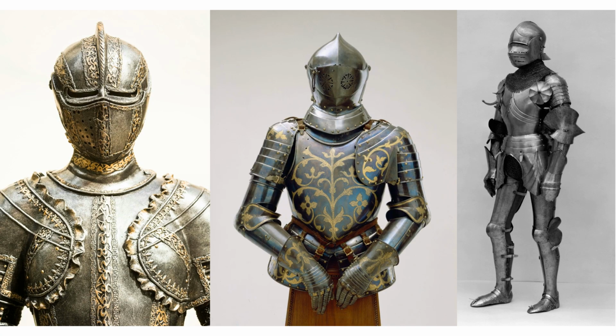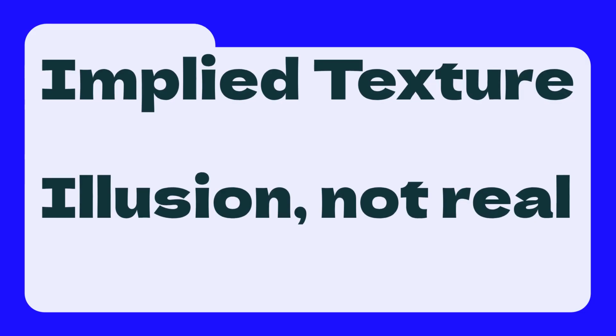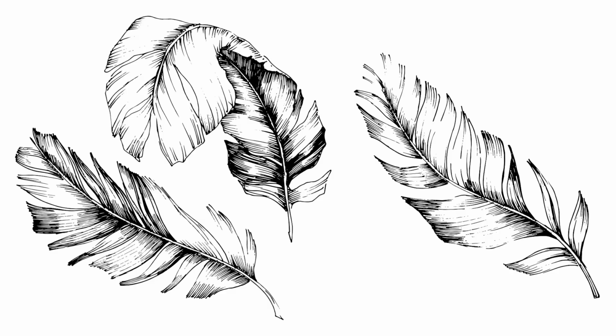Exactly. But then there's also implied texture or illusory texture. That's where the artist is clever, creating the visual suggestion of a surface. You look at it and you feel like you could touch it, get a sense of its roughness or smoothness, even though the painting is completely flat.